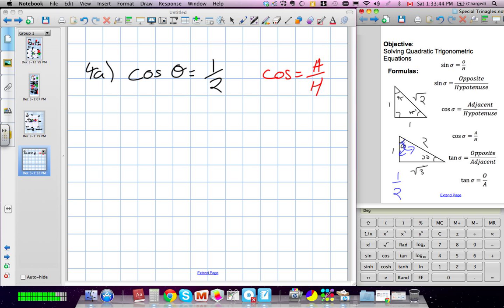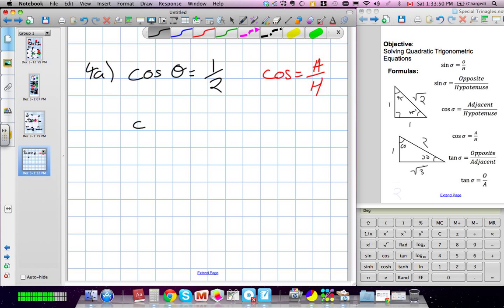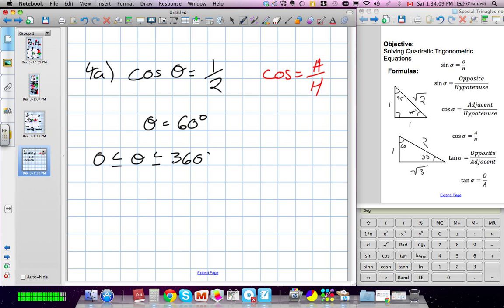Okay? So we found theta is 60, not cos theta. So we discovered just by looking at our special triangles, theta is 60 degrees. Does that part make sense? Okay. Now, what they've done is they said determine the values when theta is between 0 and 360 degrees. So we have our original one from our standard position. That's what we're looking at, is 60 degrees.